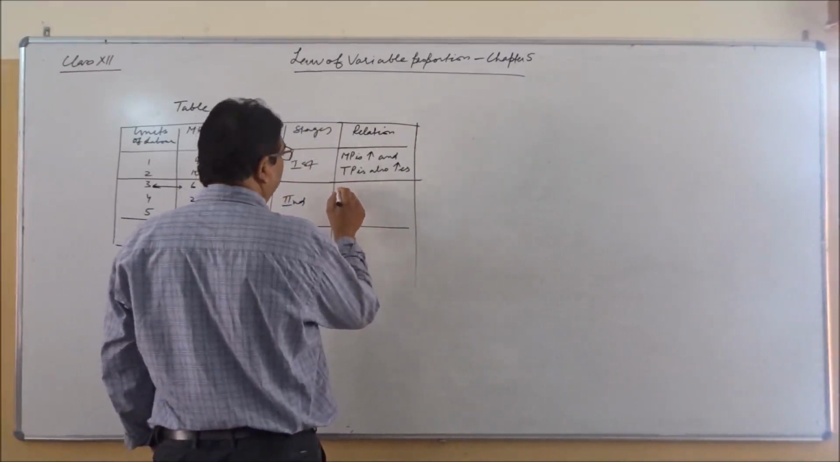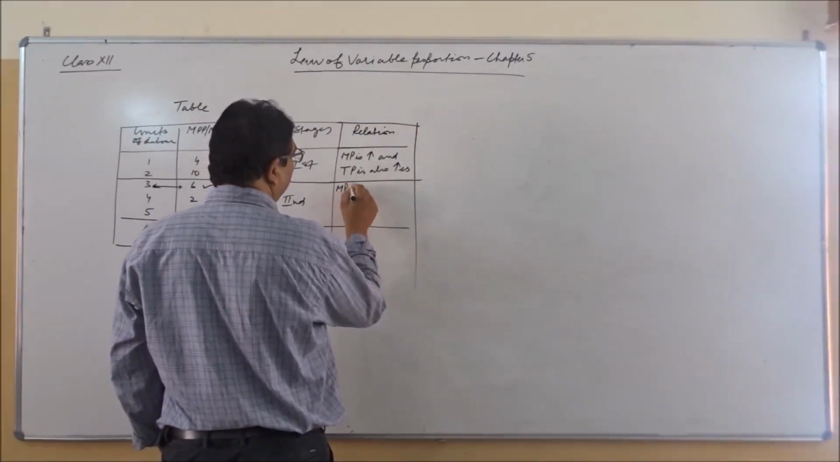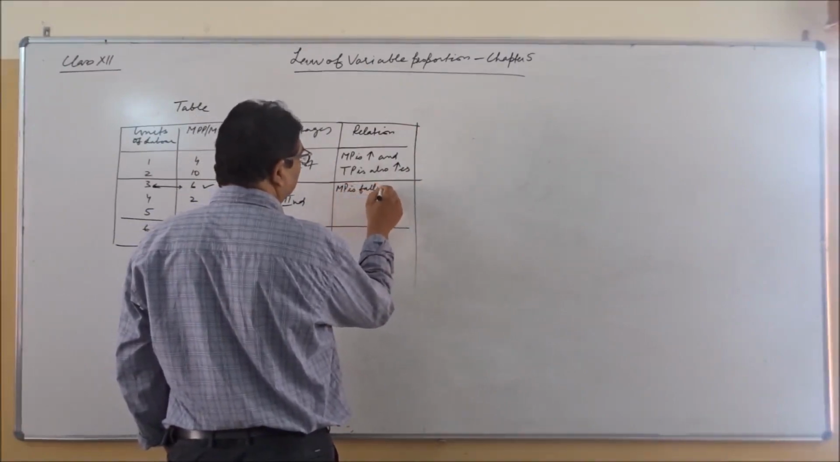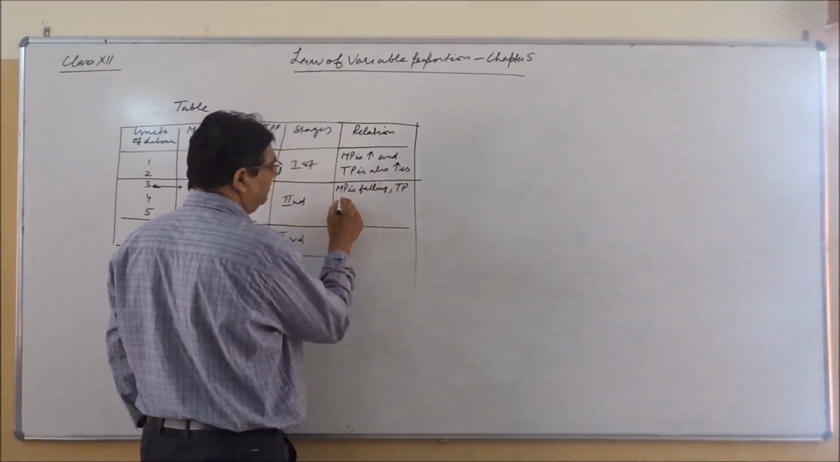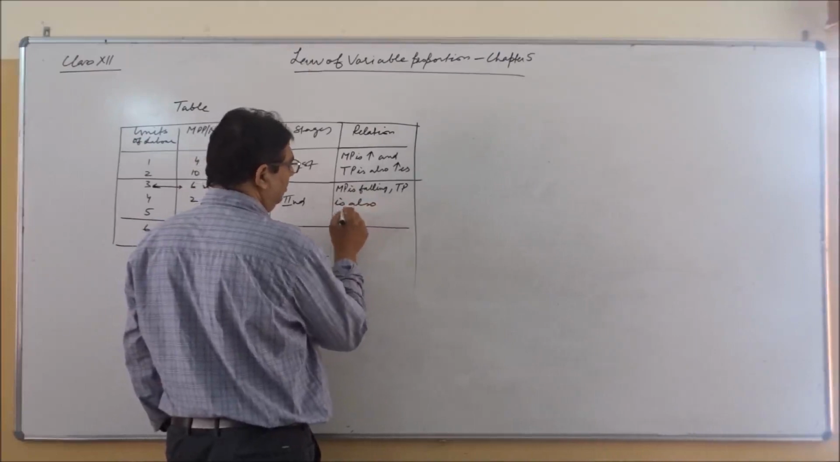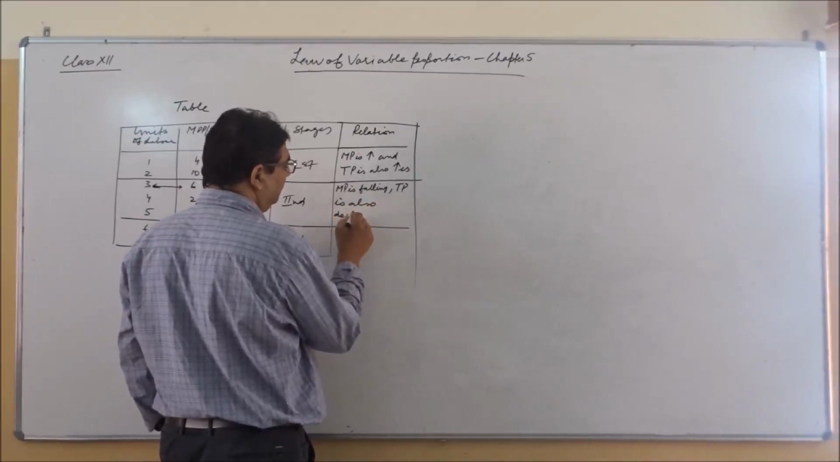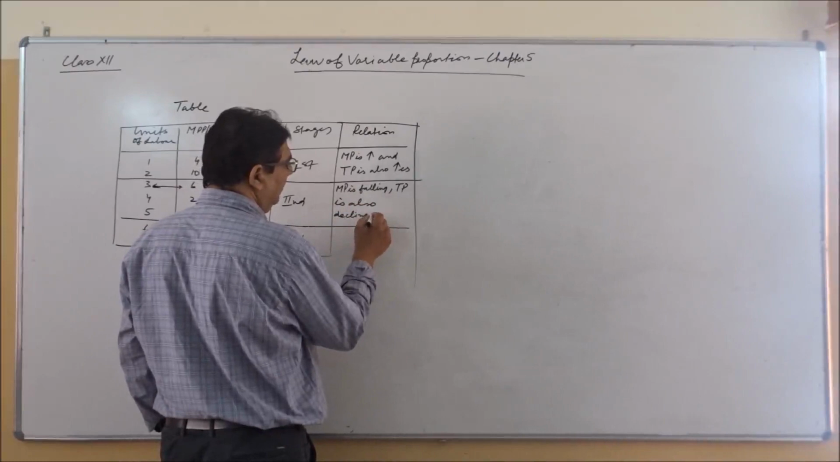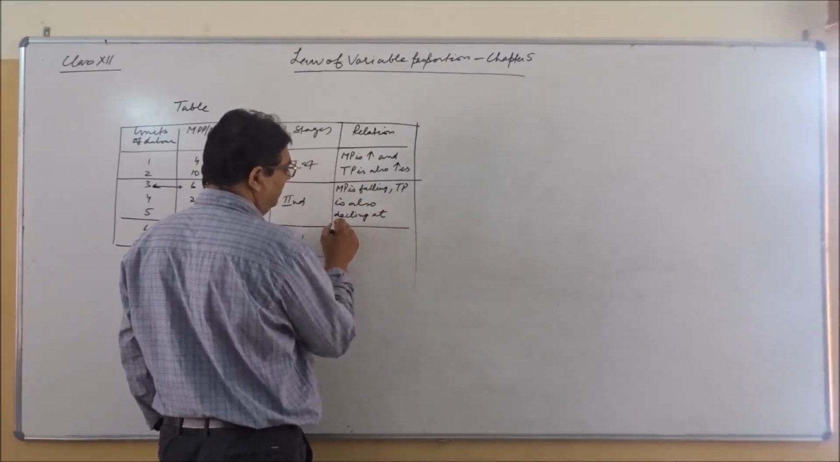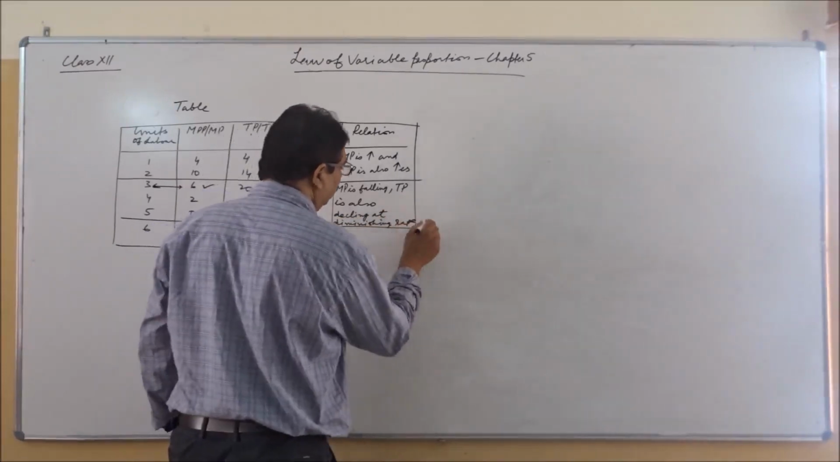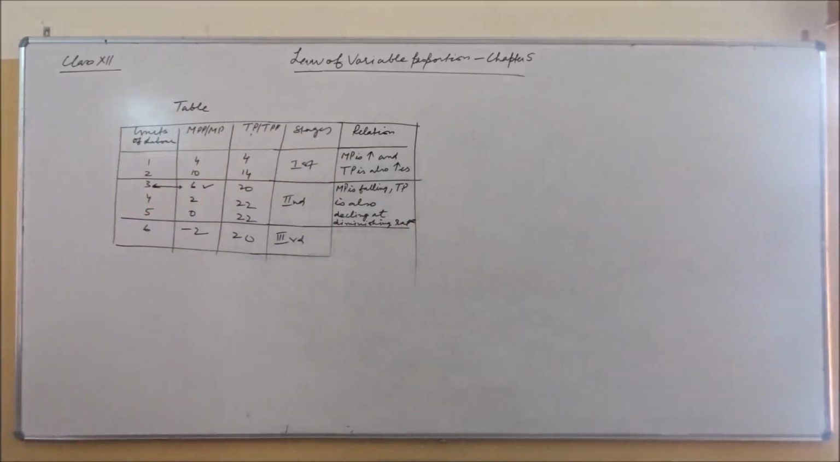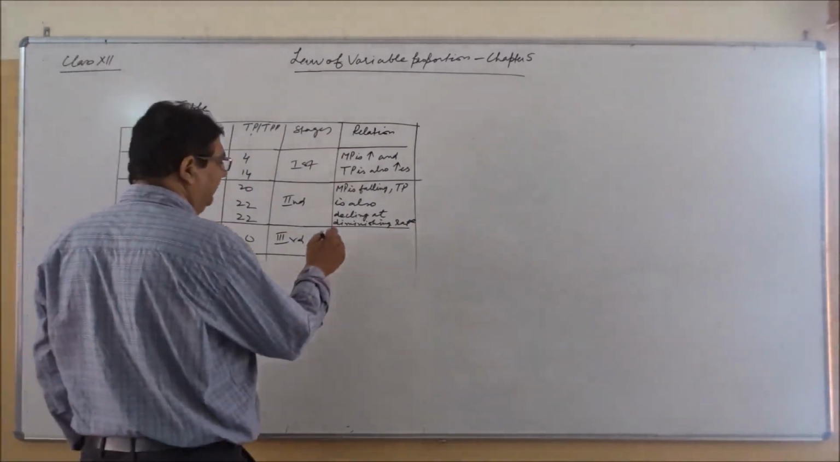Now in the second stage, MP is falling, TP is also declining at a diminishing rate. At a diminishing rate.